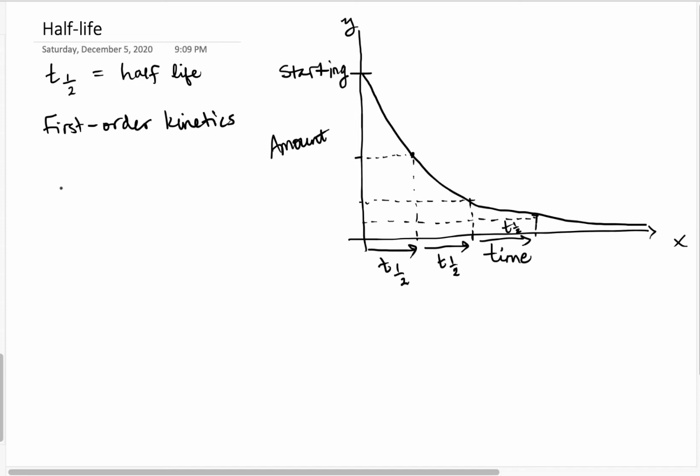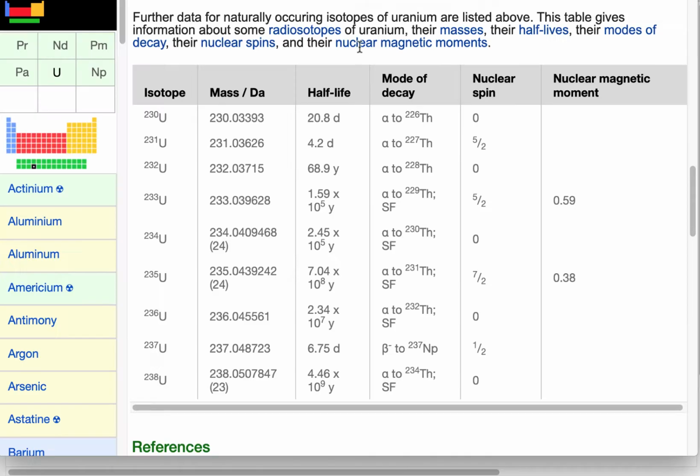So each isotope has its own half-life. Some of them are extremely short, less than a second or even a picosecond, and others are extremely long. They could be millions of years long. So if, for example, we look at U-238, I think we might have mentioned this one before. I like to use web elements, although they aren't comprehensive with every single radioactive isotope ever. They do have lots of them. So here is U-238. It has a half-life of 4.46 times 10 to the 9 years.